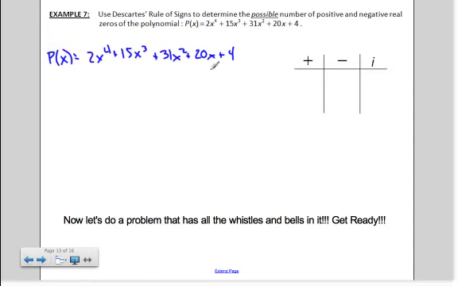Hey, what do you see? No changes in sign. So it would be helpful to just write 0 positive roots and maybe put a box around that, so that reminds you. We're not going to try any positives if we were going to solve this whole thing.